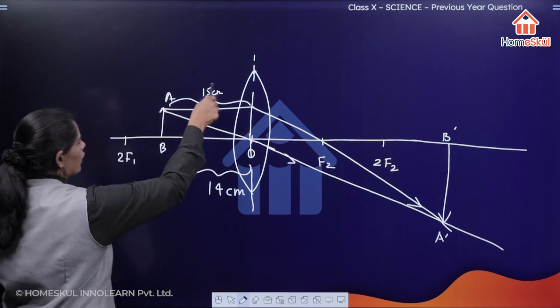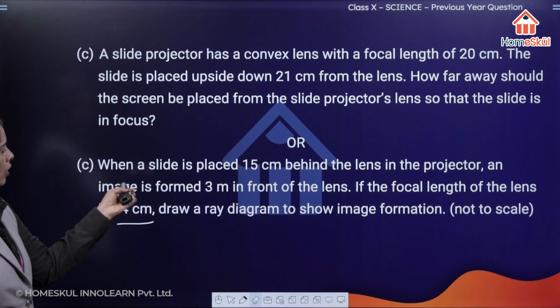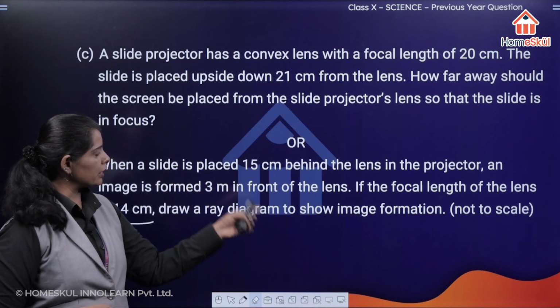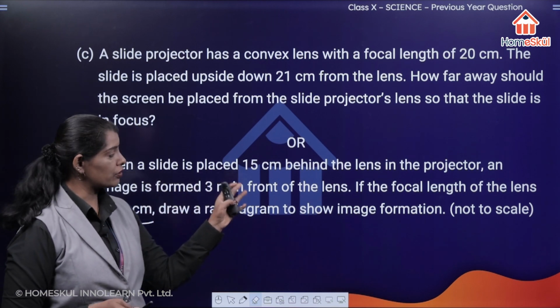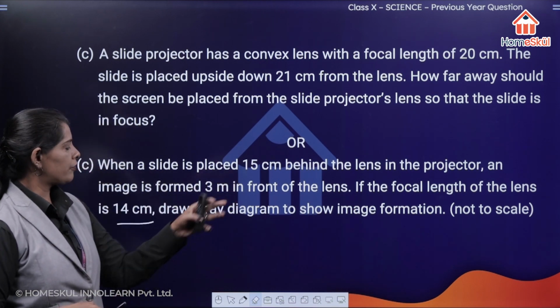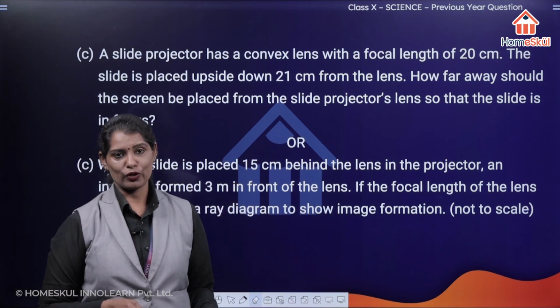Okay. So, this is the diagram which we get for the question B part. When a slide is placed 15 centimeter behind the lens in the projector, image forms 3 meter in front of the lens. And if the focal length is already given, 14 centimeter, we have drawn the ray diagram which is not up to the scale.